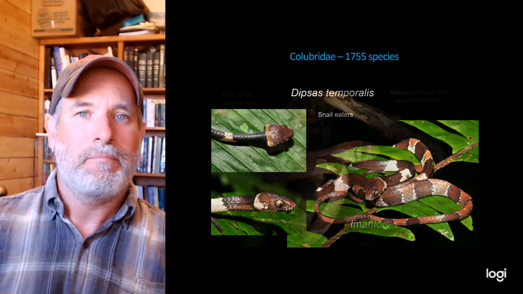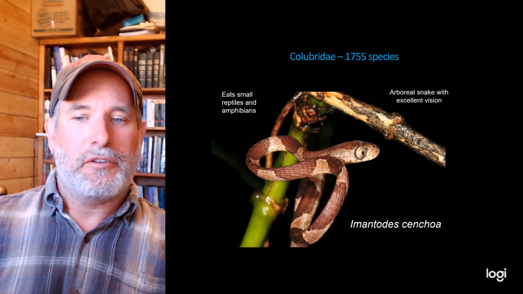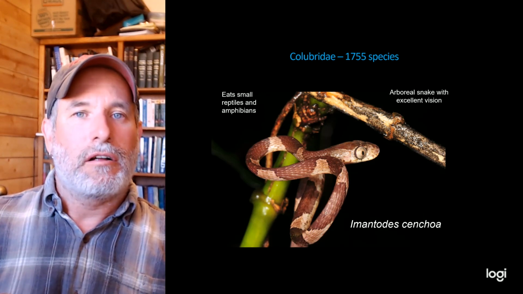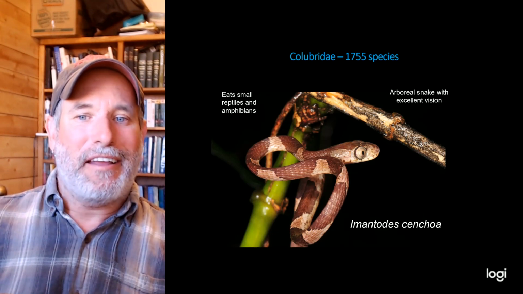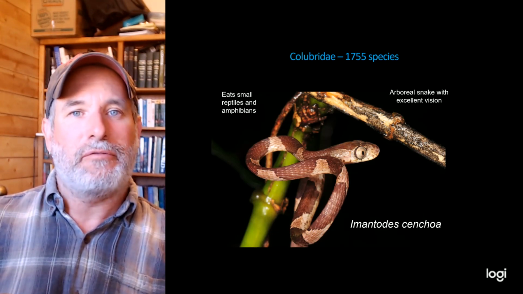That's pretty wild. And then this other one that was similar is Imantodes anchoa. Look at that eye. That snake can see well at night, and it also eats small reptiles and amphibians.